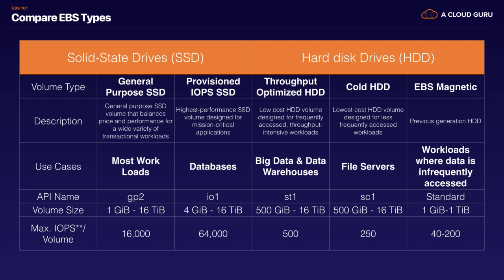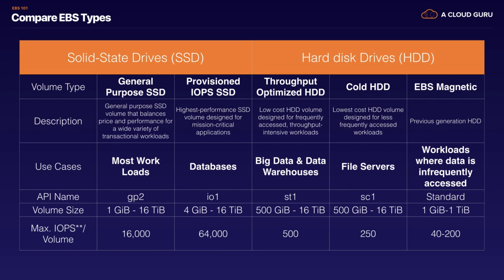We then have over here all our different hard disk drive options. So we've got our throughput optimized hard disk drive, our cold hard disk drive, and then our EBS magnetic. Throughput optimized is obviously for optimized throughput. So where you would use this would be things like big data and data warehousing. It's known as ST1, and its maximum IOPS per volume is going to be 500 IOPS per volume.